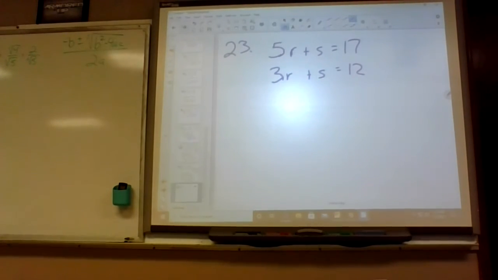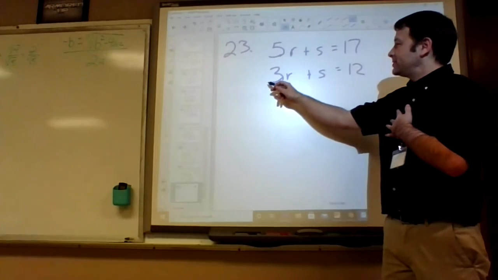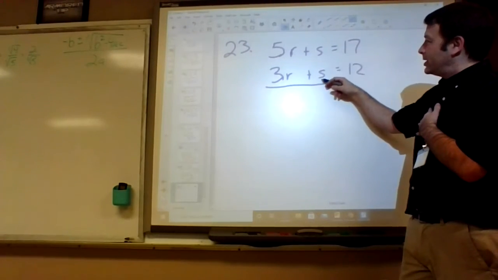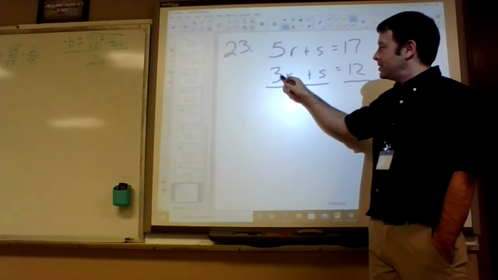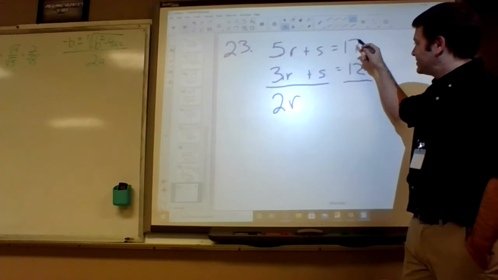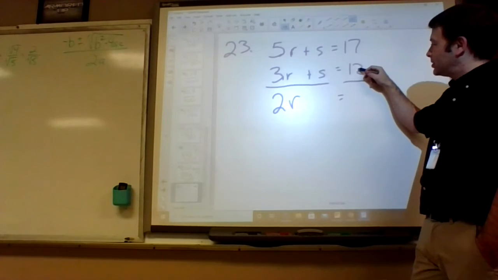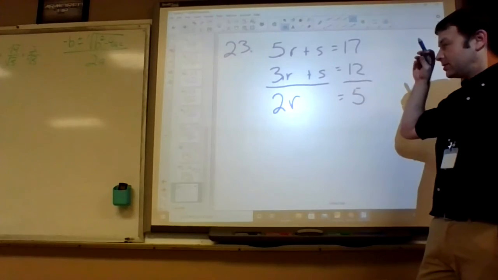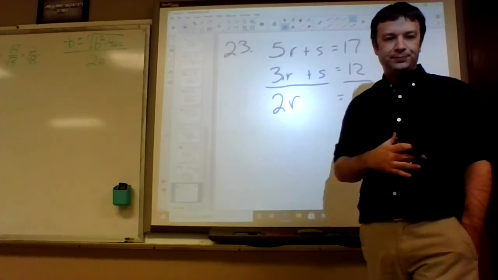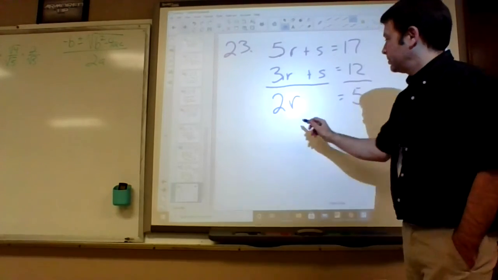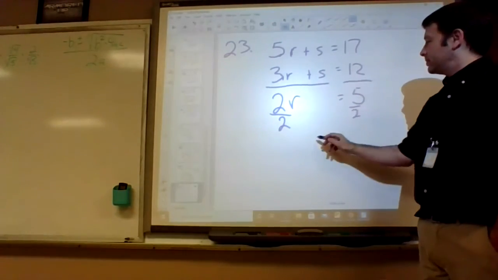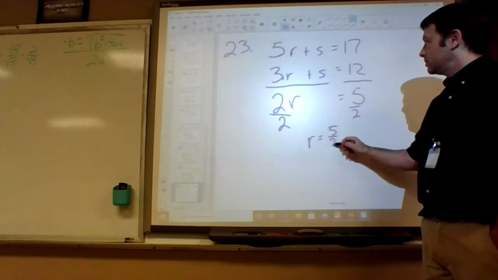What would be the easiest thing to do on this one? Subtract the S's. No, subtract the lines, because if I subtract the bottom line, the S's would go away. S minus S is nothing. So I have to do 5R minus 3R, and 7 equals 17 minus 12. What's R going to be? 5 over 2. Divide by 2.